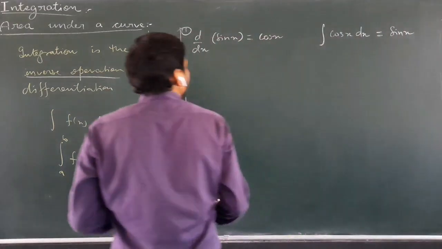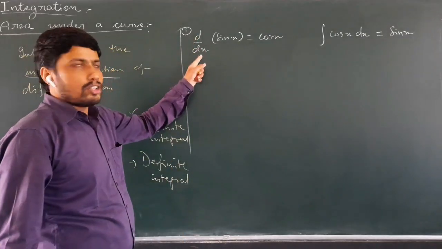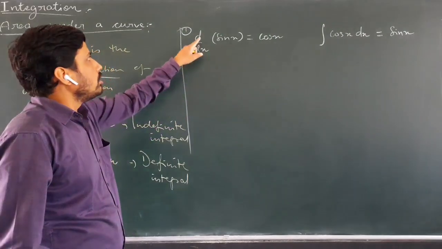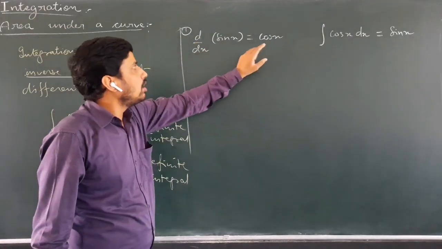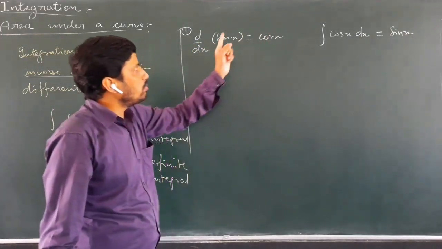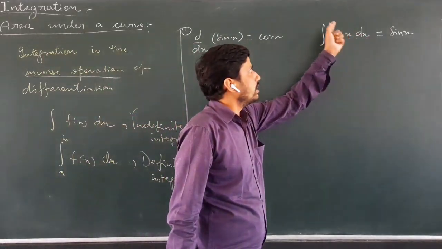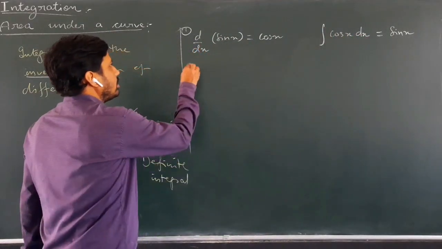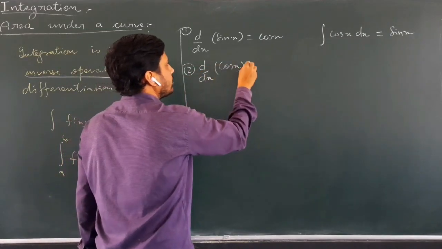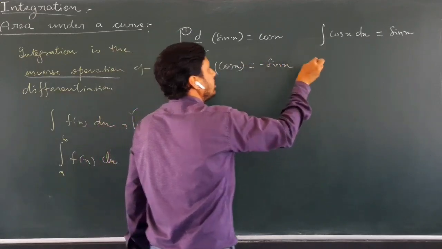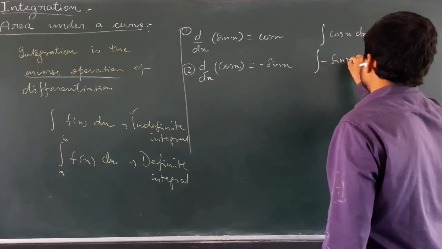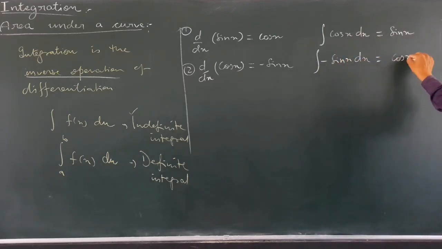So please acquaint yourself with the symbols. d by dx, derivative of sin x with respect to x. That is the way you have to read it. So d by dx of sin x is equal to cos x, or the derivative of sin x with respect to x is cos x. Integration of cos x will be sin x. This dx you have to write there. Integration of cos x dx is equal to sin x. Likewise, if d by dx of cos x is minus sin x, then the integration of minus sin x dx will be how much? Cos x.